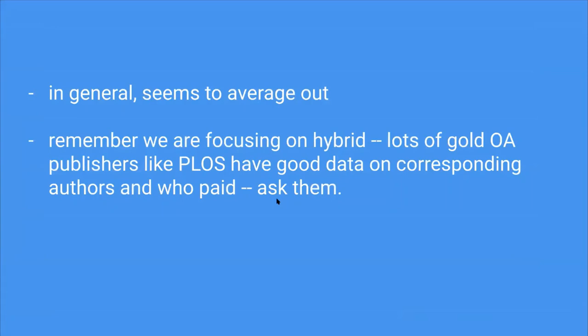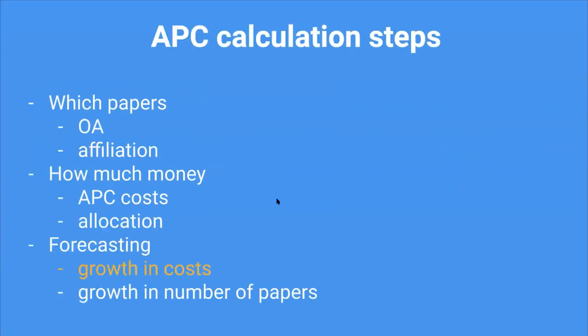Publishers like PLOS and eLife tend to have good metadata themselves about who's the corresponding author, and they've done a lot of this affiliation slicing and dicing. So I would reach out directly to them and talk with them about getting estimates about whether your people affiliated with your university have been the ones paying, because they often have better data on that than the toll access publishers. Okay, we're working our way through the complications.